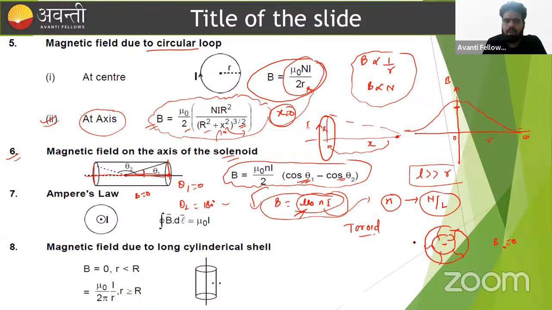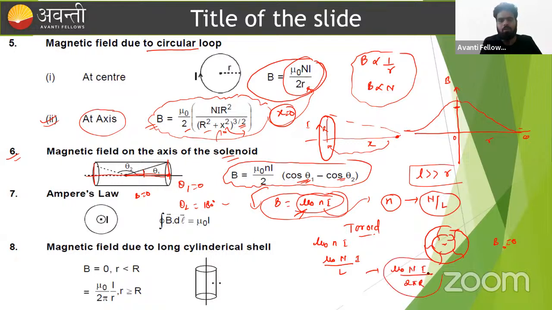For the toroid, we do not change anything, but we write mu naught n I. What is n here? Again, the number of turns per unit length. What is the length here? That is the circumference of the circle. This becomes mu naught N I upon 2 pi r. One thing to remember: r is the mean radius, because we consider the thickness very small. So if inner and outer radius are given, we have to consider the mean radius here. Okay, I hope this is clear.